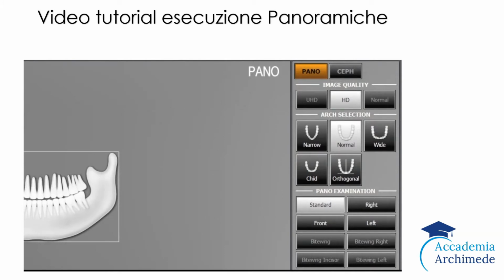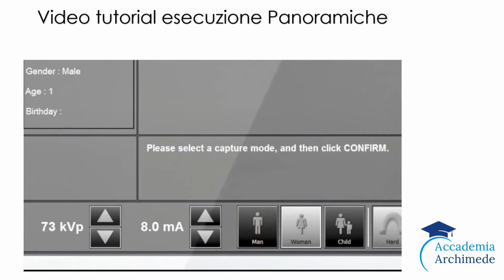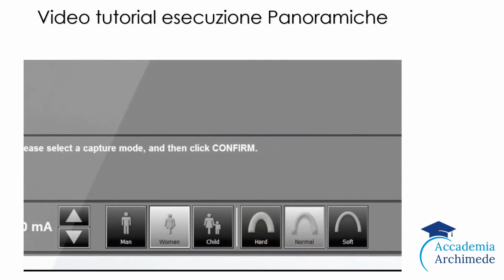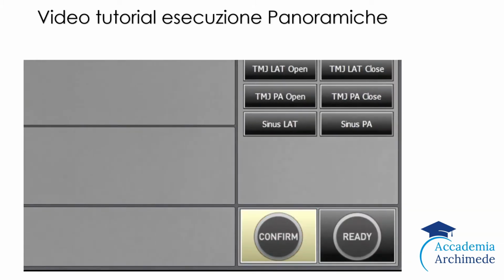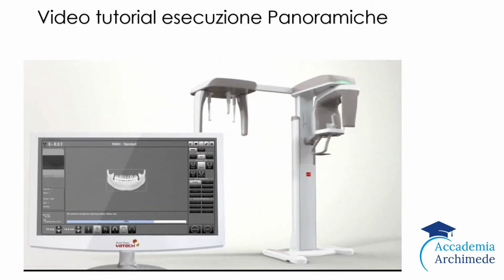Now, for the Panorama Standard Image Capture, please select the Standard. According to the patient's gender and age, select man, woman, or child. Next, please select the appropriate setting for the patient's bone density type. Depending on the patient's bone density type, you can select hard, normal, or soft. Click the Confirm button when the patient setting is completed. Then the equipment will be set in positioning mode.